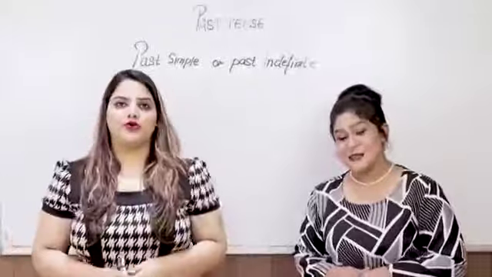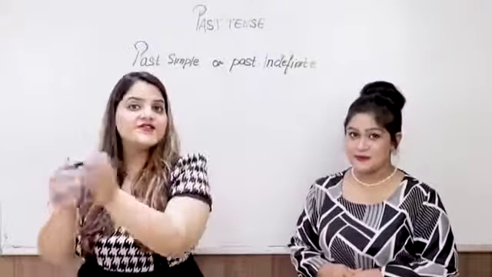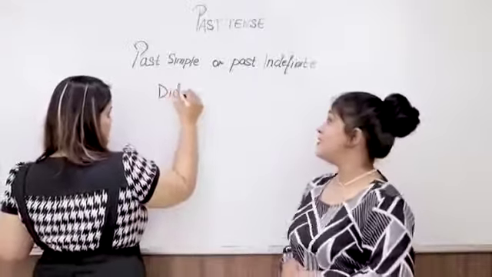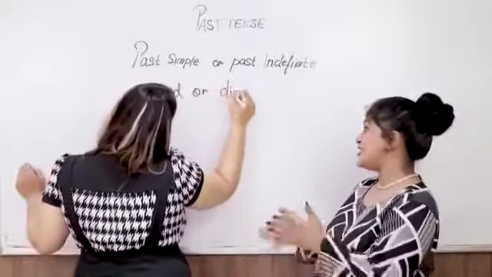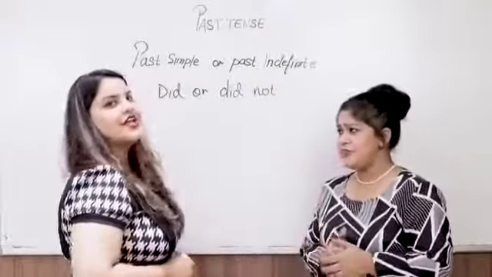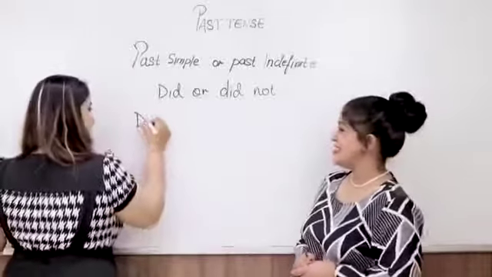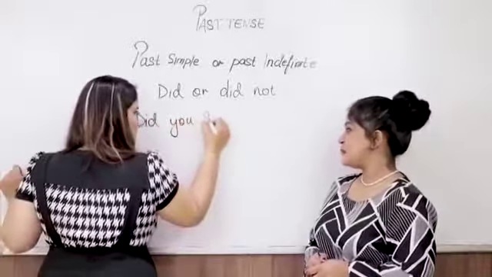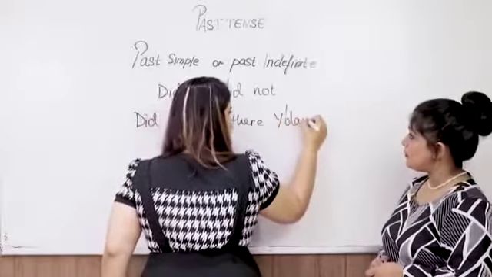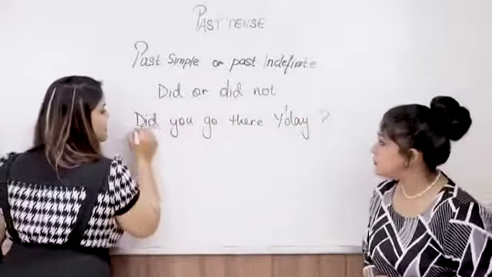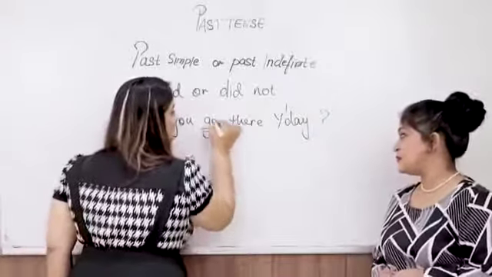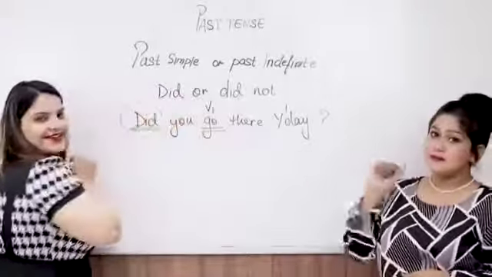Further, when we talk about interrogative or negative sentences in simple past tense, we use did or did not. For example, did you go there yesterday? Now here, this is an interrogative sentence, and in this we have used verb's first form along with it.